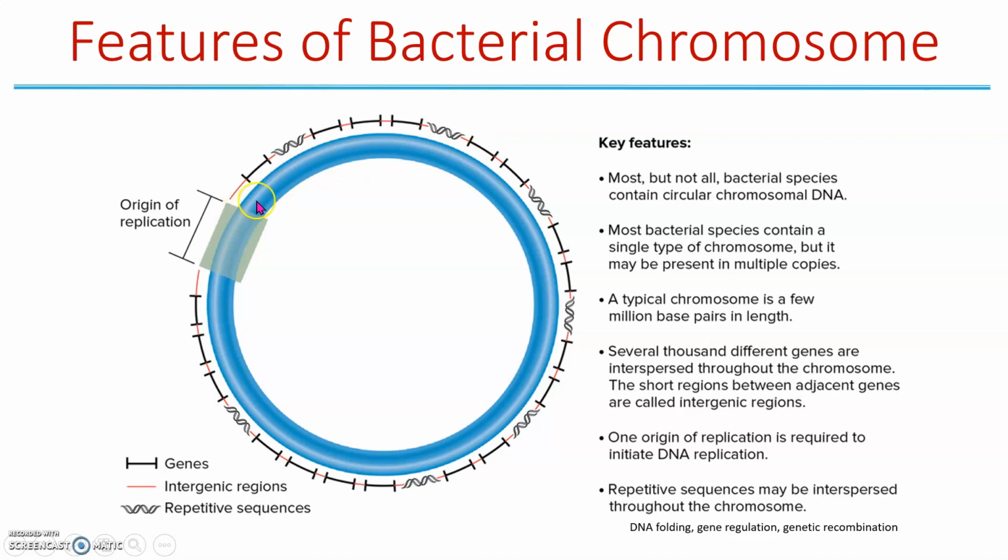Okay? A chromosome is a few million base pairs in length, and that has about several thousand genes interspersed. So this represents a gene, and then we have short intergenic regions that separate them. And then we also have some repetitive sequences in our bacterial chromosome. There's one origin of replication, as we talked about before. Okay? And the purpose of these repetitive sequences is to assist in DNA folding, gene regulation, and genetic recombination. So typically circular, typically one type per cell.